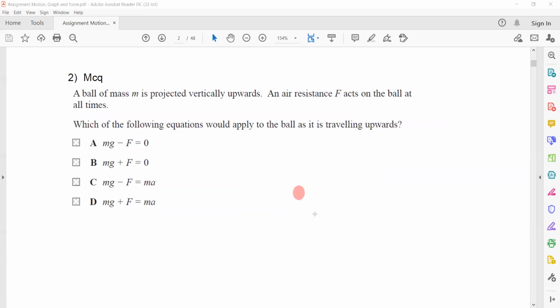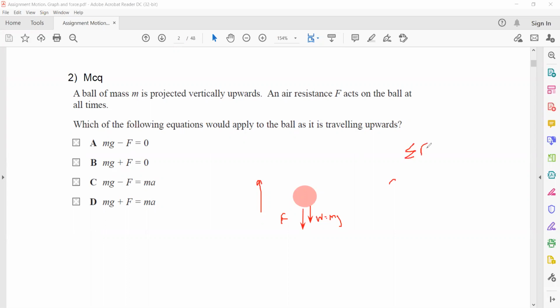So if the ball is projected upward, the force of friction is opposing the motion. So this is the force of friction which is opposing the motion, and the weight of the ball is also acting downward, that's equal to mg. So both of the forces are opposing the motion. The ball is projected upward, and what will happen? It will decelerate.